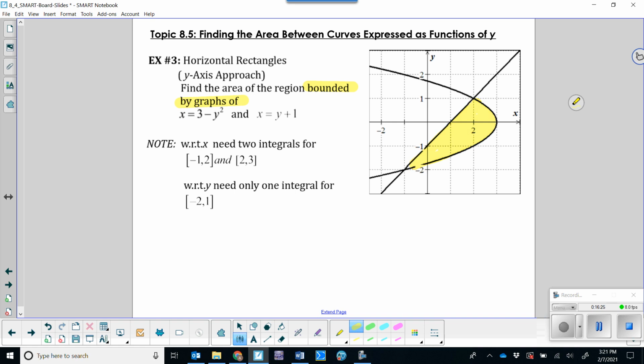Okay, now here's something that I'm going to suggest that you do, because this is going to help us a lot when we get ready to do volumes in a next section. Okay, so we're going to draw what I call a representative rectangle. This rectangle represents the height going from top to bottom, or in this case, right to left. Okay, so if it's turned sideways, and that's the way I want to integrate it, in terms of y, it's just right to left.